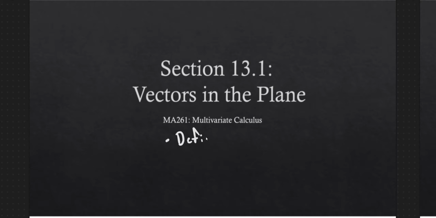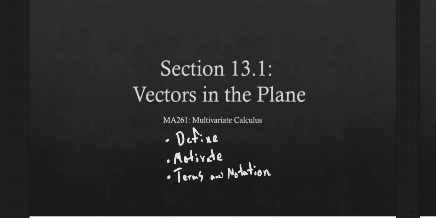So I'll define what a vector is, talk about what it represents. I'm going to motivate vectors a little bit, give you an idea of why we should be talking about vectors. We'll also look at some terms and notation along with vectors, as well as some other things about vectors, some special properties, some special vectors, things like this. So let's get started.